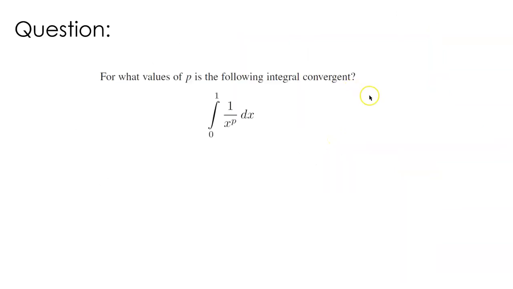For what p's will this be convergent? If I'm going from 0 to 1 of 1 over x to the p, it's undefined at 0, so you have to sneak up on the 0. You're going to get different p's. When is this going to be convergent? So remember, when you're doing improper integrals, what you need to do is sneak up on the quote-unquote bad points.